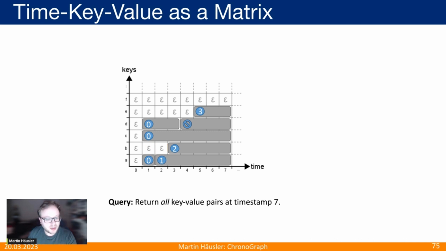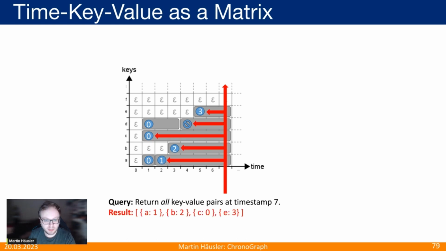Okay, another question you could ask is, give me all the key value pairs. Do a full iteration over the entire graph. Sure. We start at timestamp 7. We look at all the keys in the matrix, so we move up as far as we can. And then again, we move left. For each key, we move as far left as we can. And again, keep in mind that for key D, we have a deletion marker, which is why key D is not included in the result set.